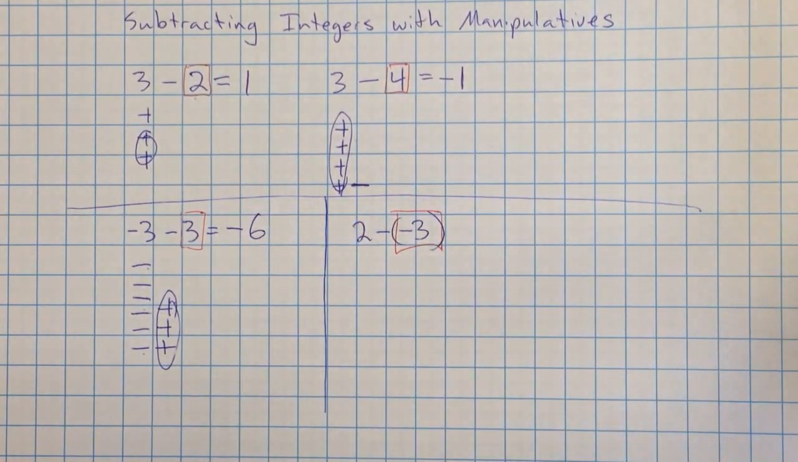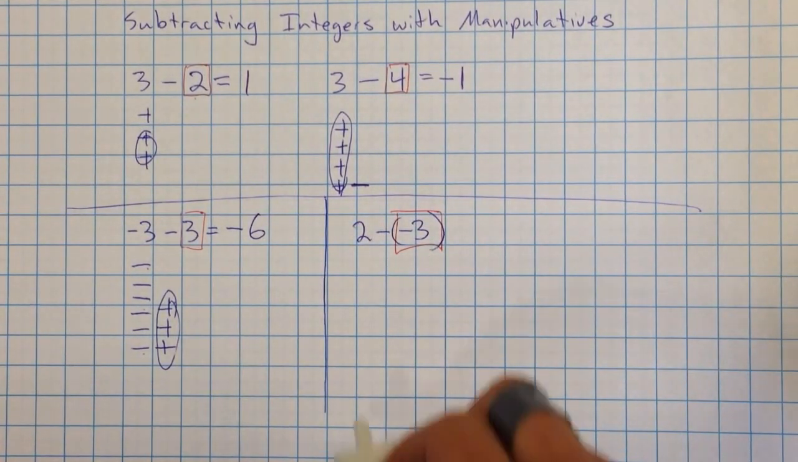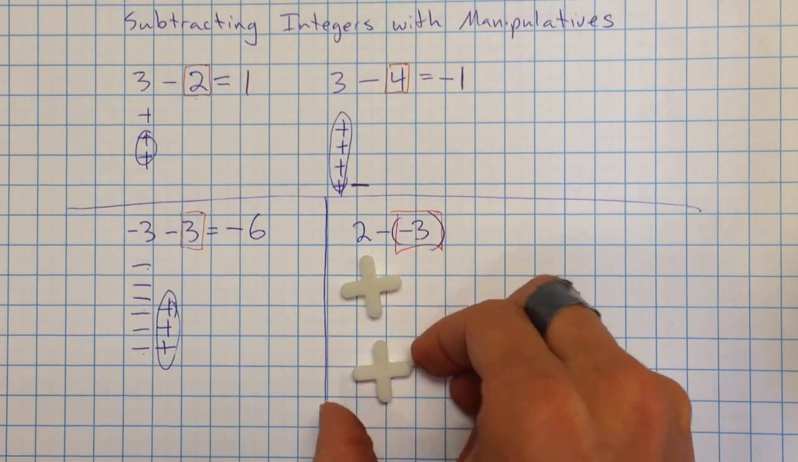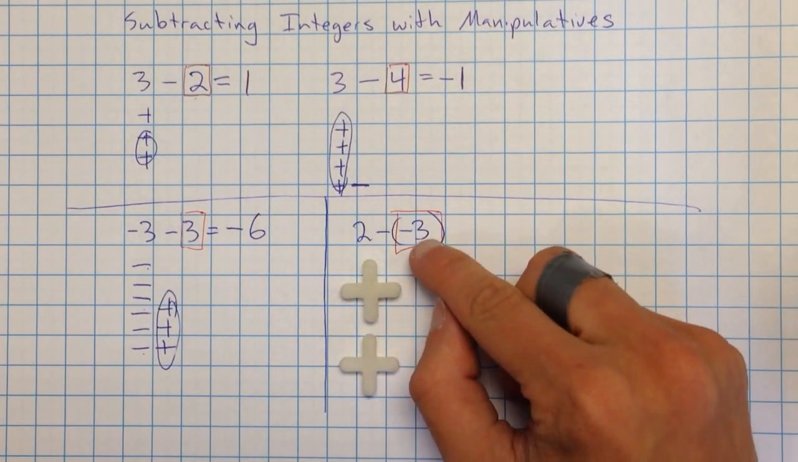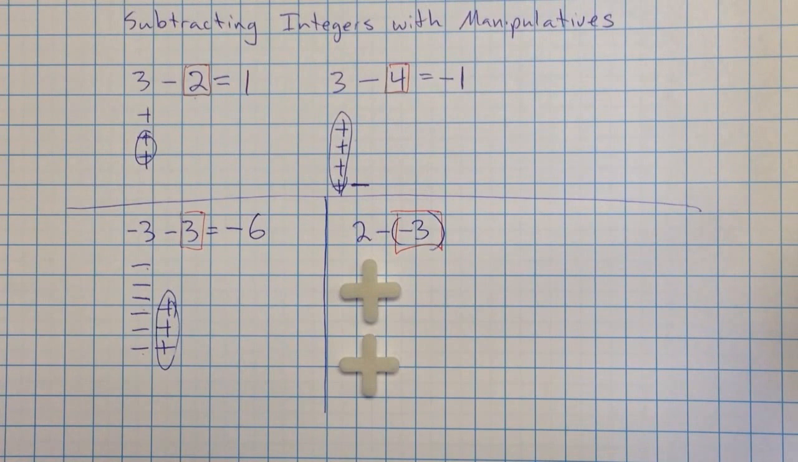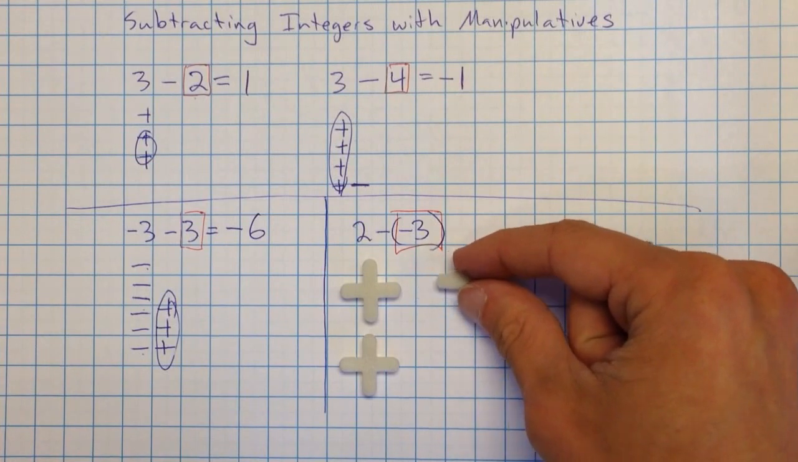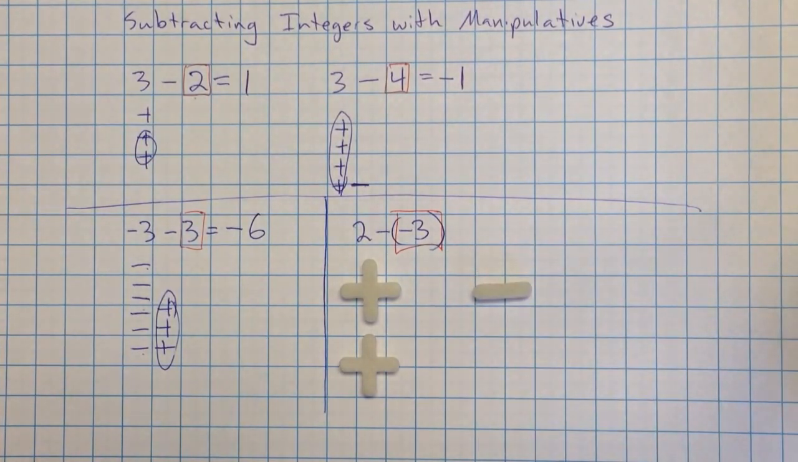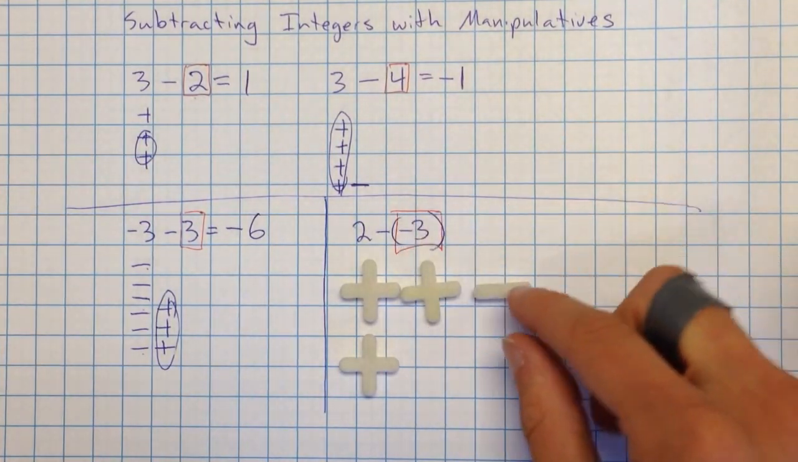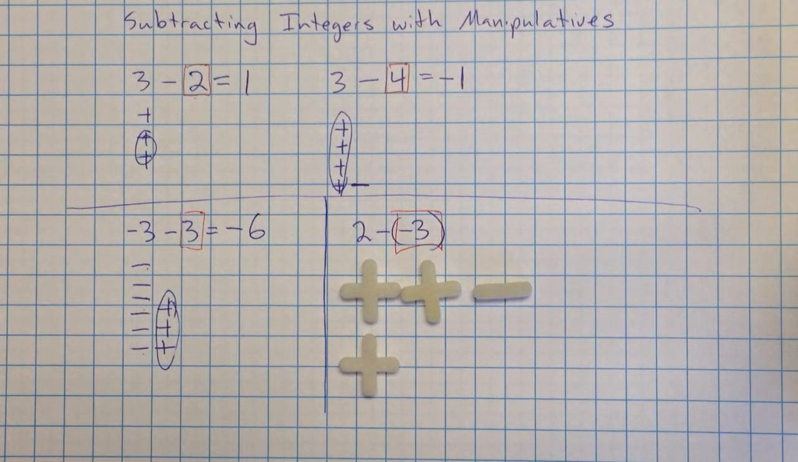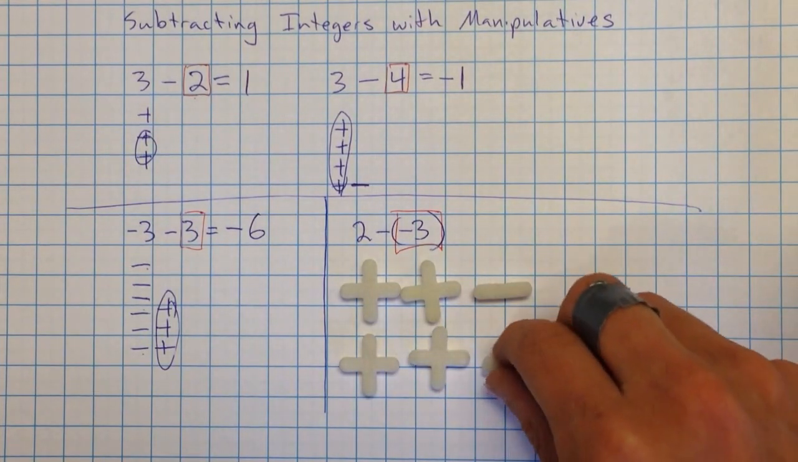It's a negative. So I'm going to start with my 2. 1, 2. I'm going to look for some negatives to take away. Now, I don't have any negatives here, so I can't just take away a negative. I have to start putting in some pairs until I have enough. So you can see it. There's 1 pair, and I have 1 negative. I need 3 of them, so I'm going to have to put in 3 pairs.